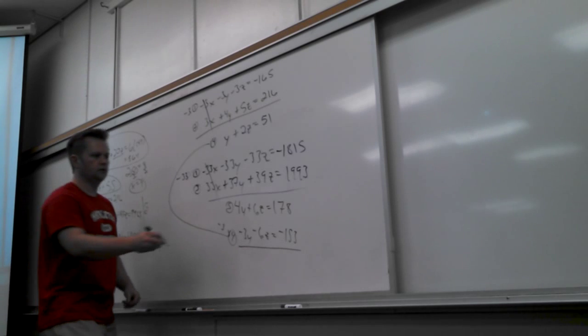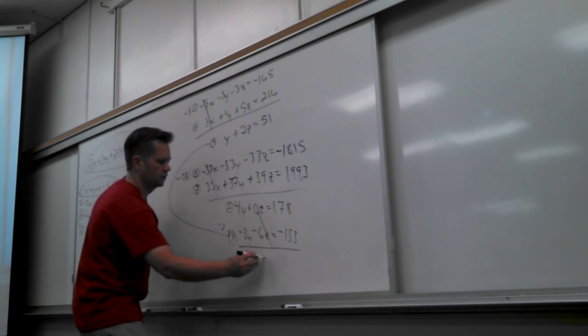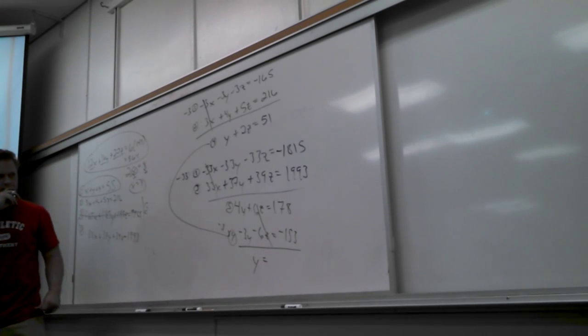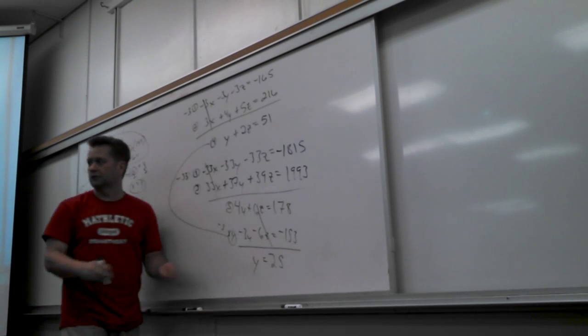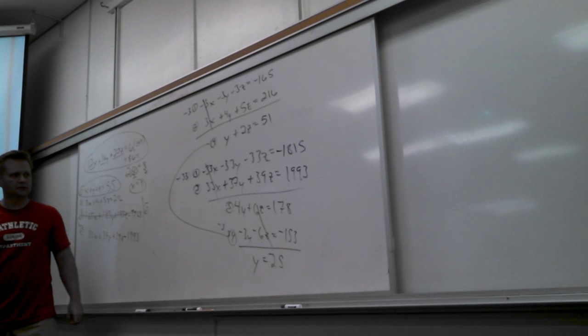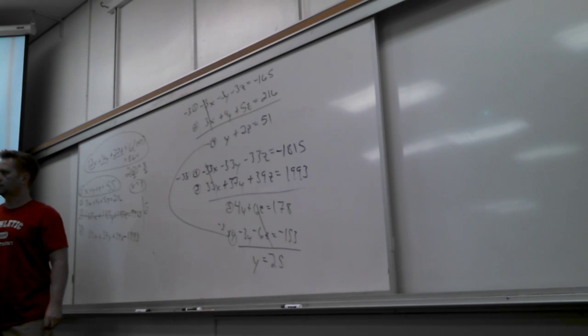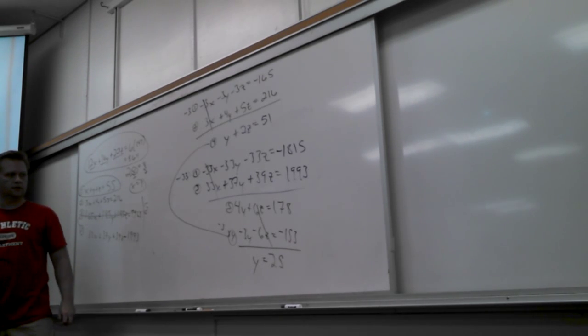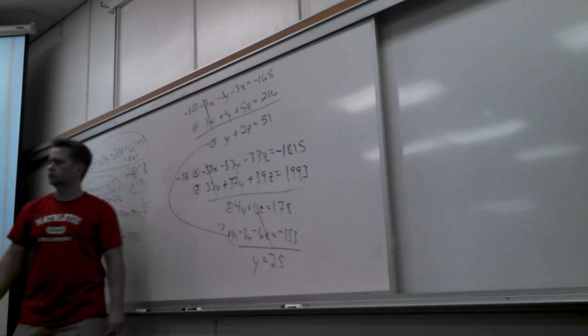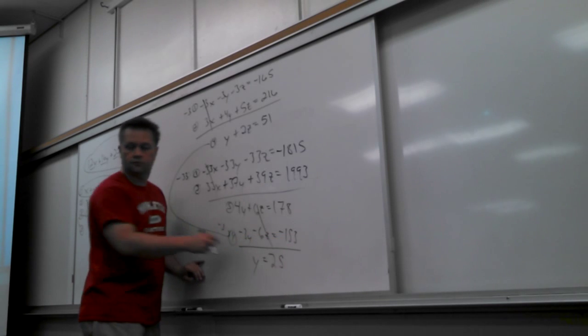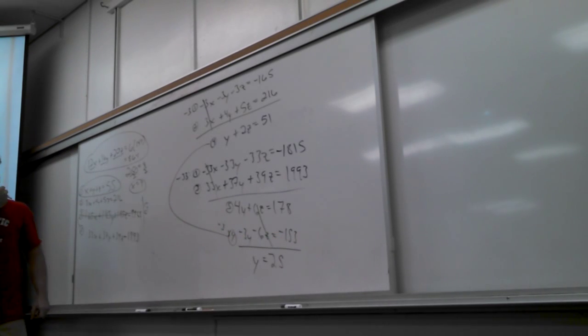Thank you. 5 times negative 3. Oh, I get the other one. Sorry. So then you get 12y equals 25... Yeah, right. So if y is 25, what's the next letter I could find?